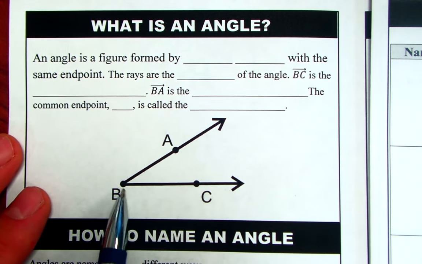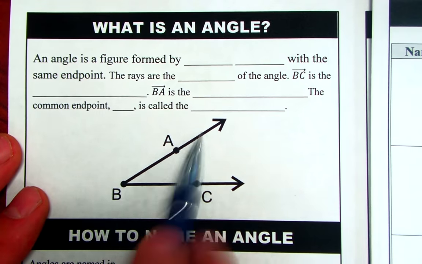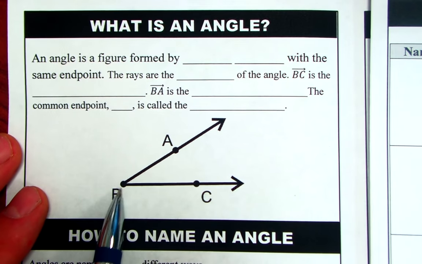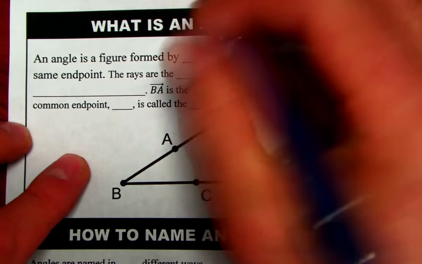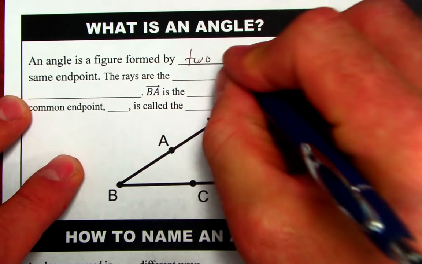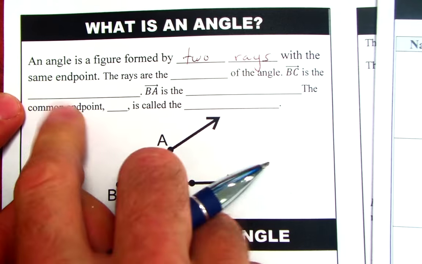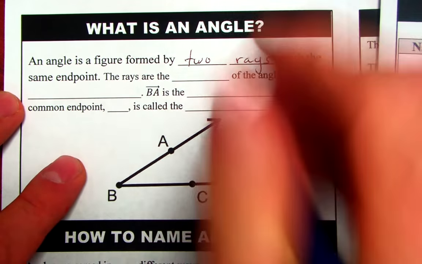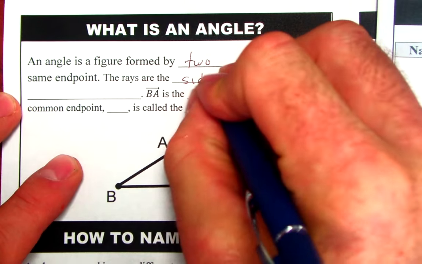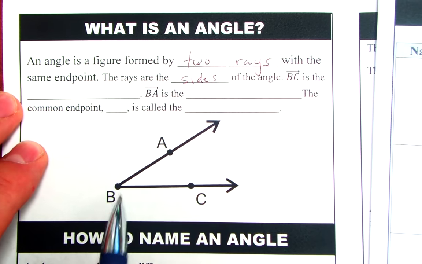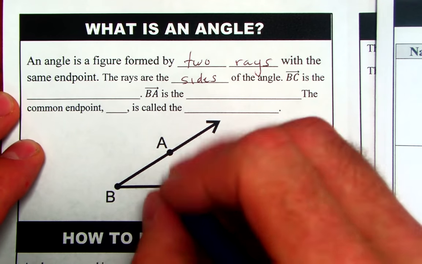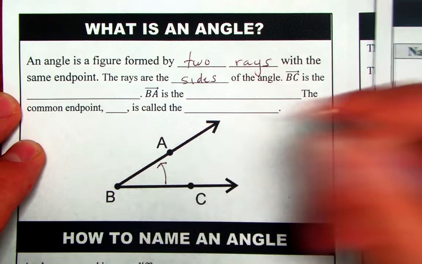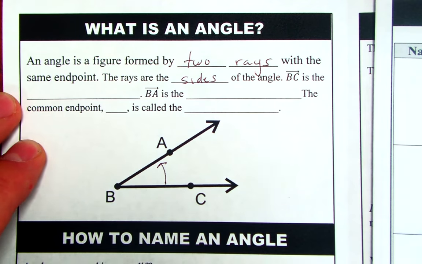And hopefully you recognize by now that an angle is actually made up of two rays that intersect at one common point. So that's what we're going to say, that an angle is a figure formed by two rays with the same endpoint. And the rays end up being the sides of the angle. We have two sides, BC and BA, and the angle opens up in this direction, so it gets larger that way.